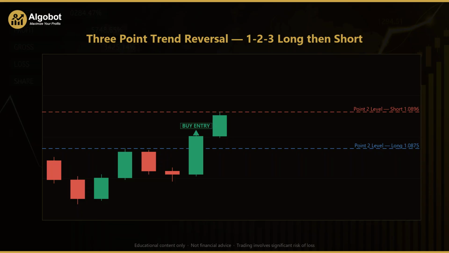Confirmation arrives on the sixth candle. It closes decisively above the long point 2 level at 1.0875, and just as the rules demand, it's a strong candle that closes higher than it opened. That break marks the first higher high, structure flips upward, and the buy entry marker appears on the chart. The stop is tucked just below point 3, a tight, structural place to be wrong, and the take profit is set a fixed 1.8 times that risk away.